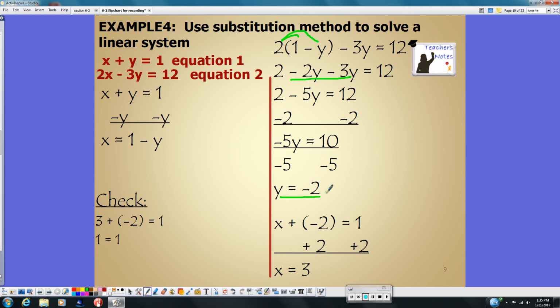We know what y equals, now we have to find x. So I chose to use my first equation and put the negative 2 in for y. So x plus a negative 2, or x minus 2, equals 1. Add 2 to both sides to get x equals 3. We then check. Again, I chose to use the first equation, 3 plus a negative 2 equals 1, 1 equals 1, so it checks.